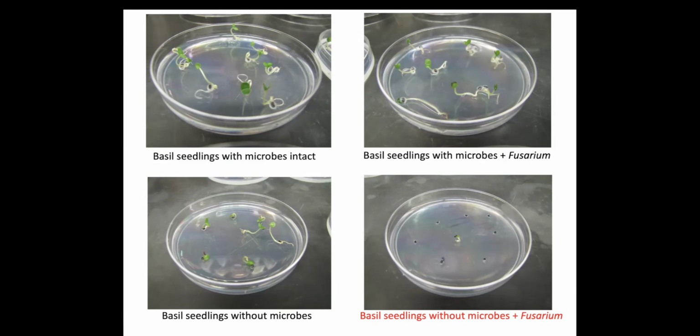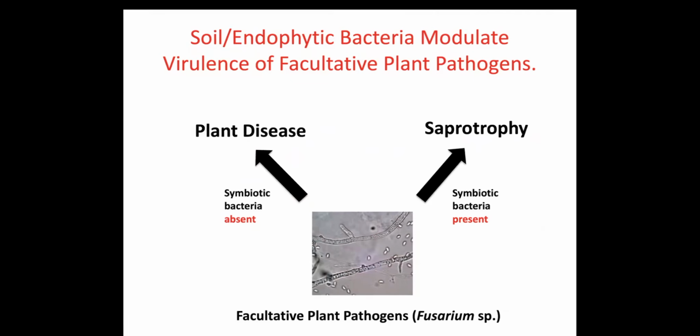The bacteria that were on these seedlings are critical for the health of the seedlings. They protect it from disease. And I'm not going to go into too much of this, but it's really cool. The bacteria go into the hyphae of the fungus and alter the fungus behavior. They make these fungi less virulent, less deadly, less pathogenic, and the fungi then behave more as saprophytes rather than pathogens causing disease.